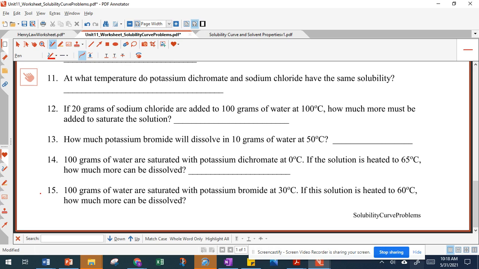You would have to do something similar with number 15. So when you do this, you're also going to have to take a difference. And this one's asking about how much more can be dissolved. So you should get a point that's below the curve, and you would see how much you would have to add to bring it up to the curve. Okay, so these are just some different strategies you can use.